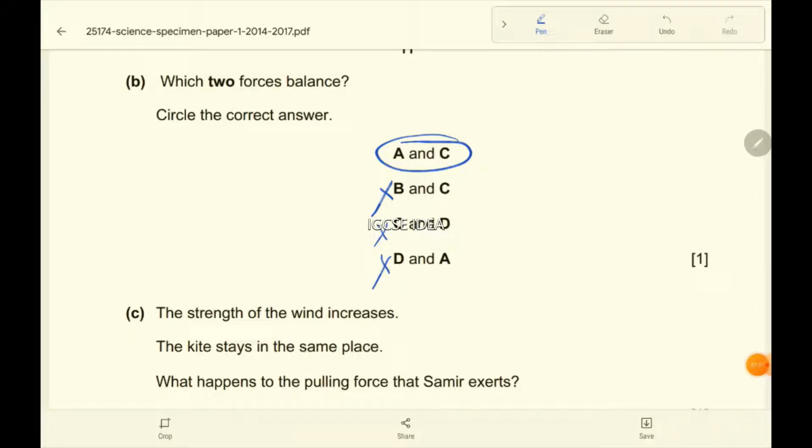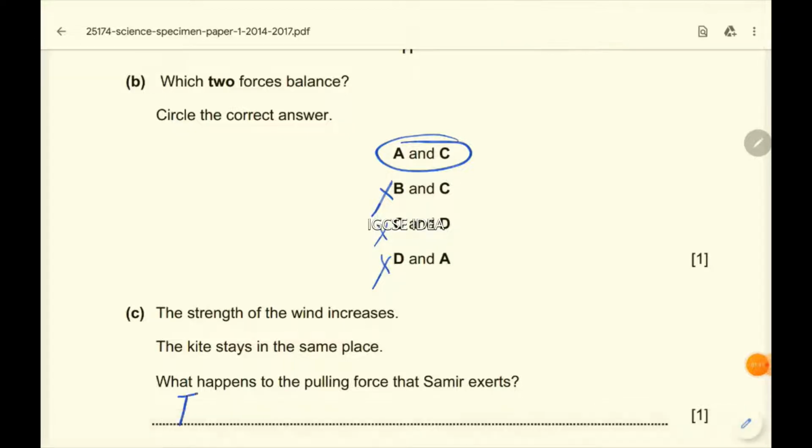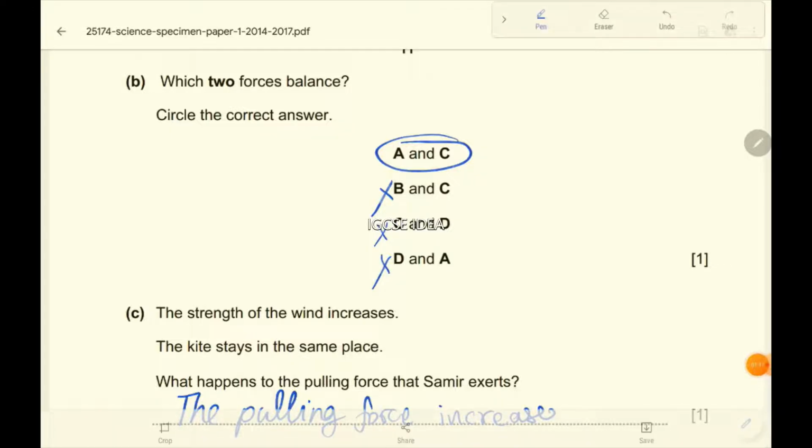The strength of the wind increases. The kite stays in the same place. What happens to the pulling force that Samir exerts? The pulling force increases.